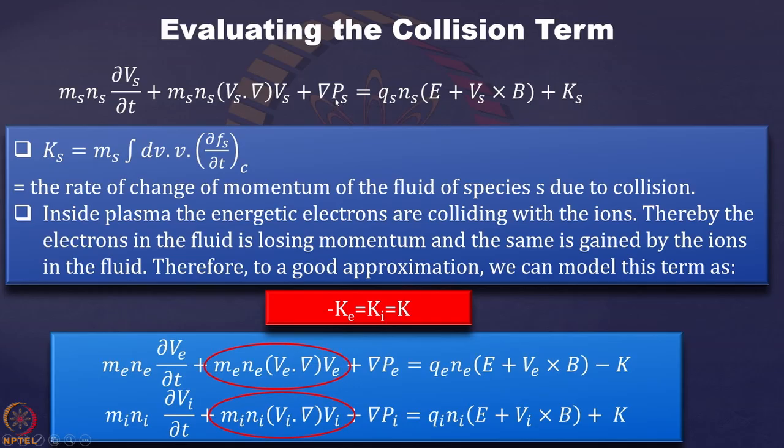Okay, so this is the pressure gradient term, and we got this after evaluating the third one, and this after evaluating the fourth one, and this is on the right side, which is your collision term. So after doing all this, these are fine, but we are now left with evaluating the collision term, which is nothing but the integral of ms v del fs by del t. So this is what it is giving. It is giving the rate of change of momentum of the fluid of species s due to collision.